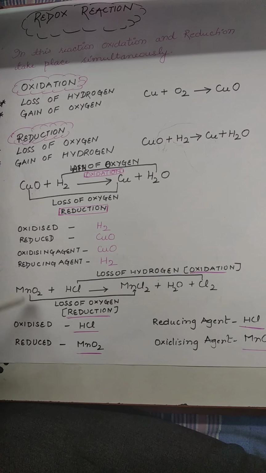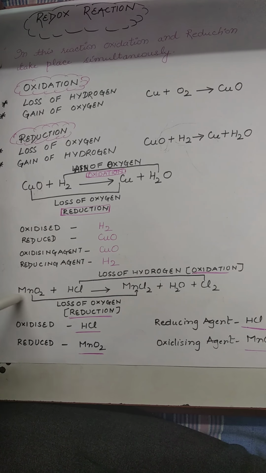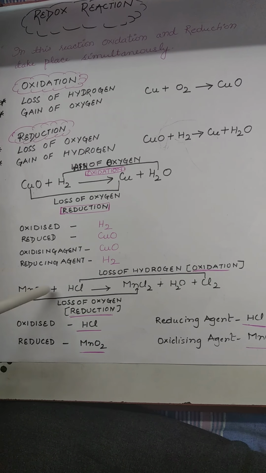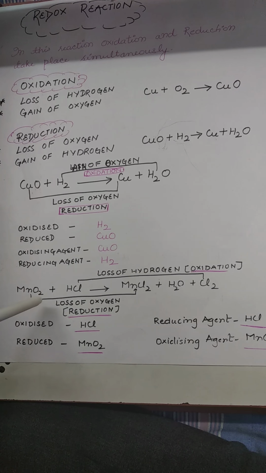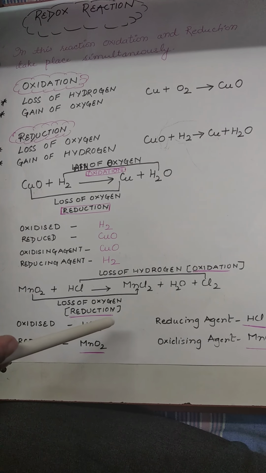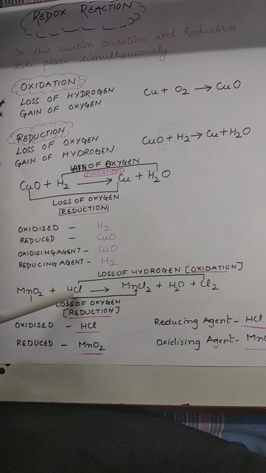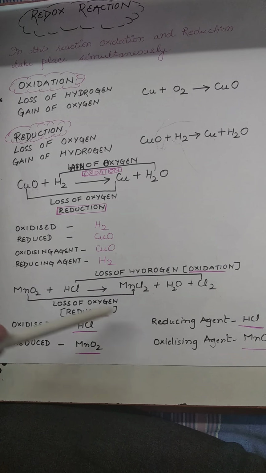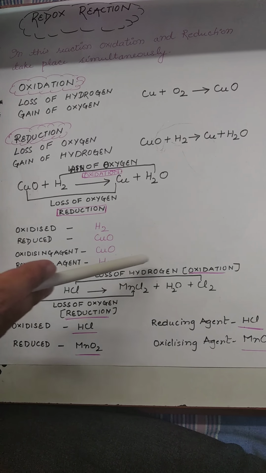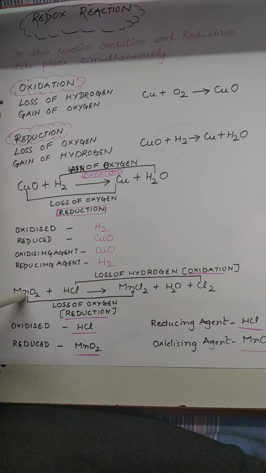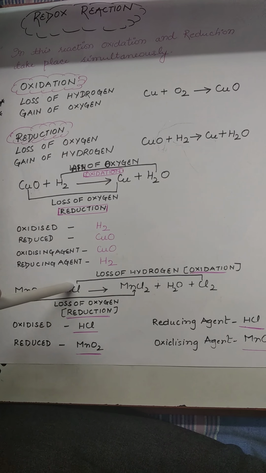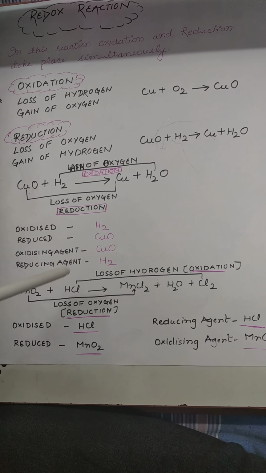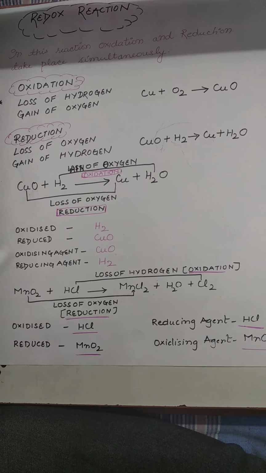Now the second reaction is this one. Now see, MnO2 changes to MnCl2. So here O is there, but in the product O is not there. So there is loss of oxygen, it is reduction. Similarly HCl. Here hydrogen is there, but in Cl2 there is no hydrogen. So there is loss of hydrogen. Loss of hydrogen means oxidation. So the substance oxidized is HCl. Substance reduced is MnO2.